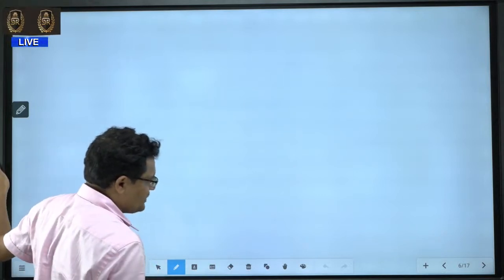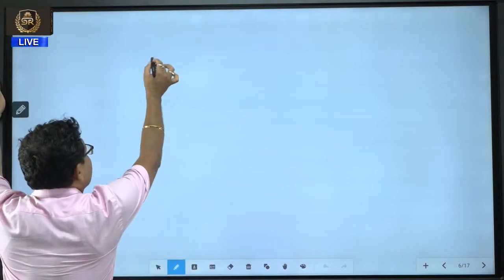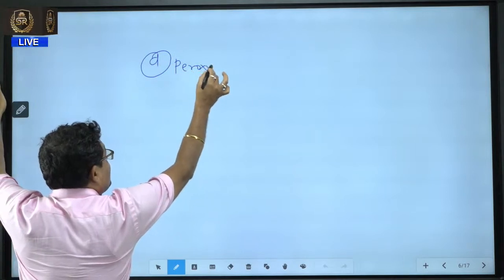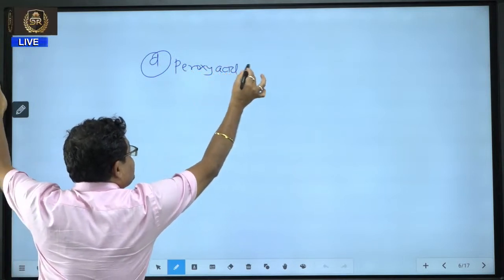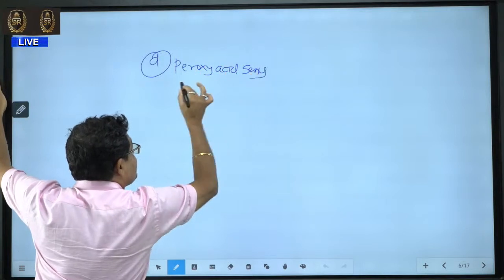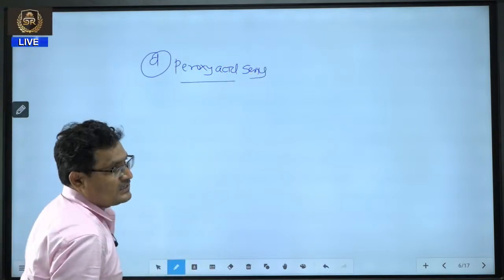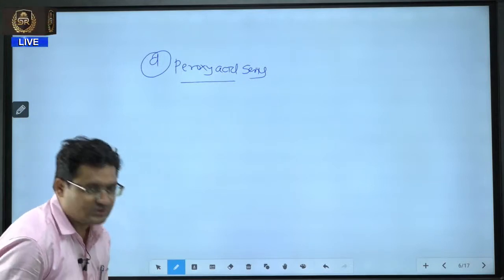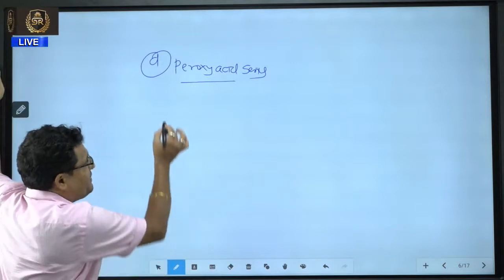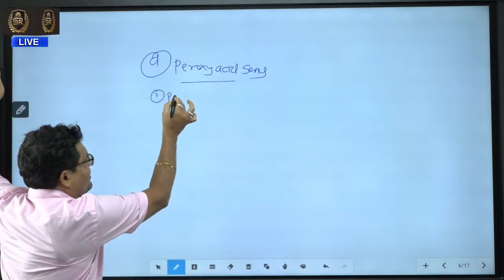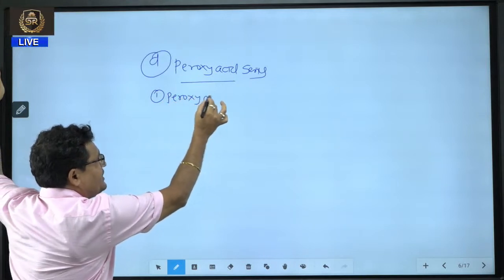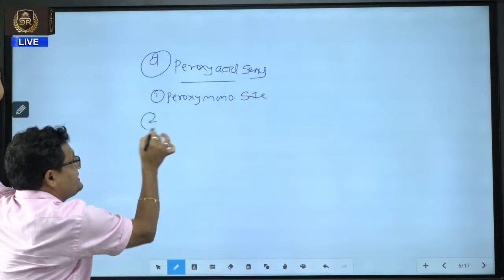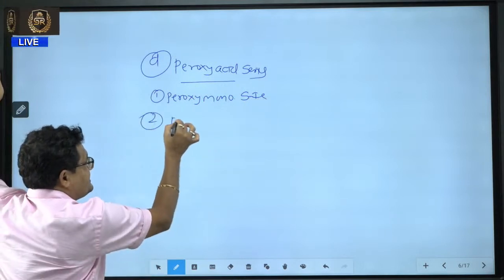So the last one is peroxysulfuric acid. The peroxy acid series has two types. One is Caro's acid, and the second one is Marshall's acid. Caro's acid is nothing but peroxymonosulfuric acid.